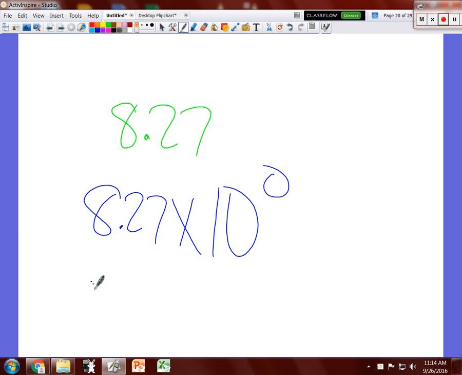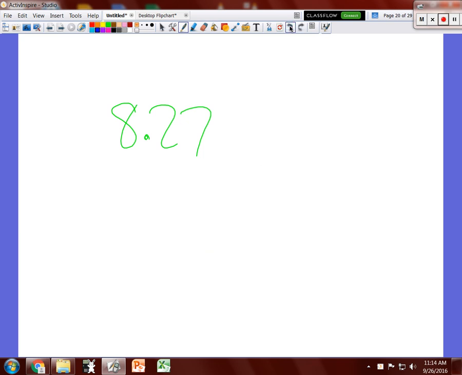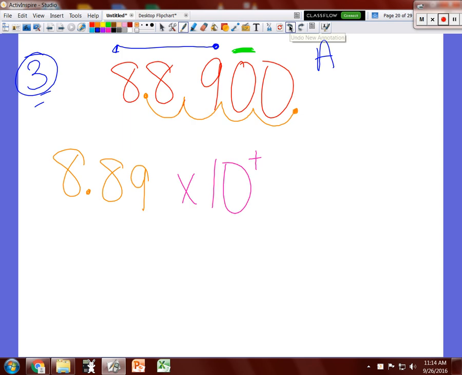Okay? I've got to go back like this. That bar right there means that 0 is significant. So you treat it like it would be a 1 or a 1 through a 9. Does that make sense? Okay, go ahead.